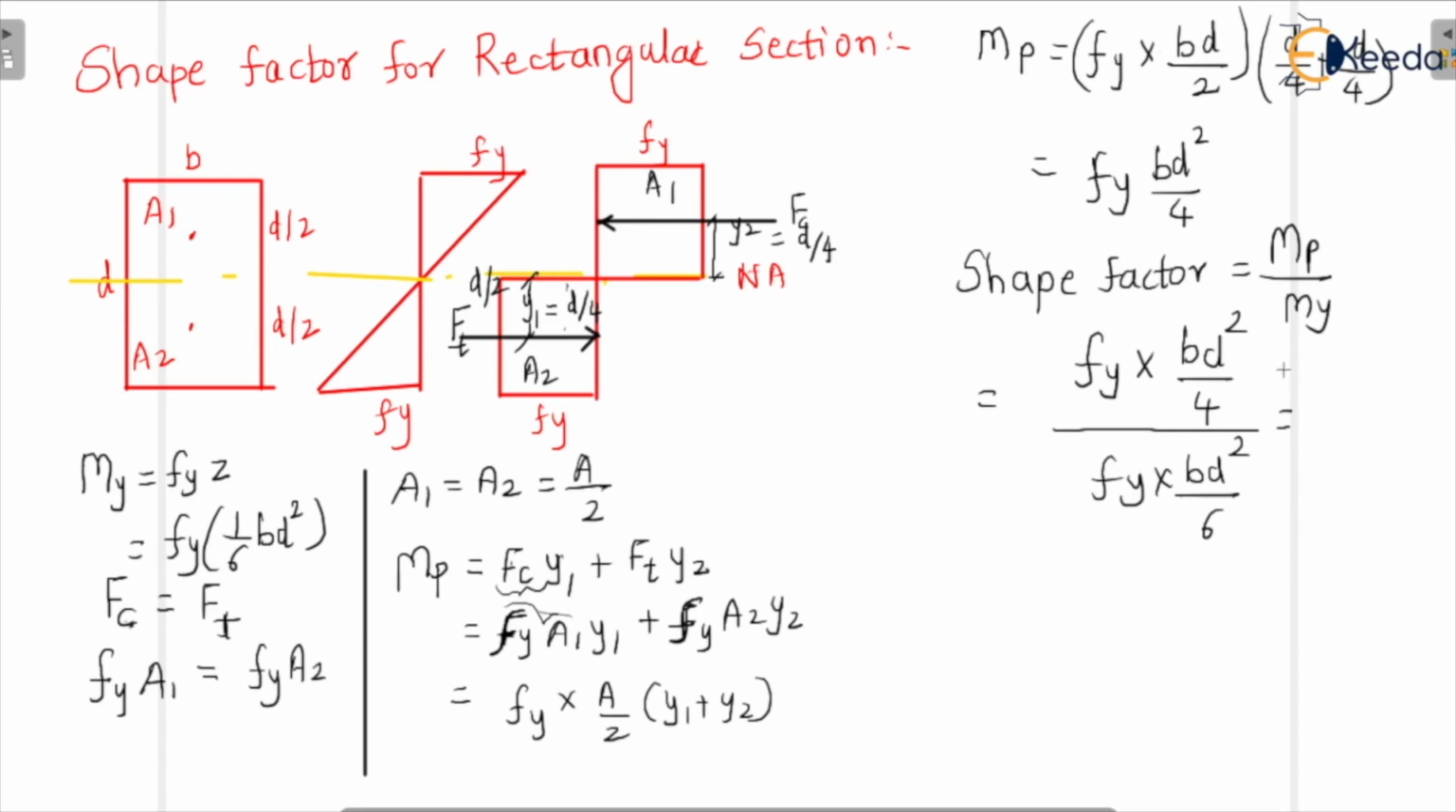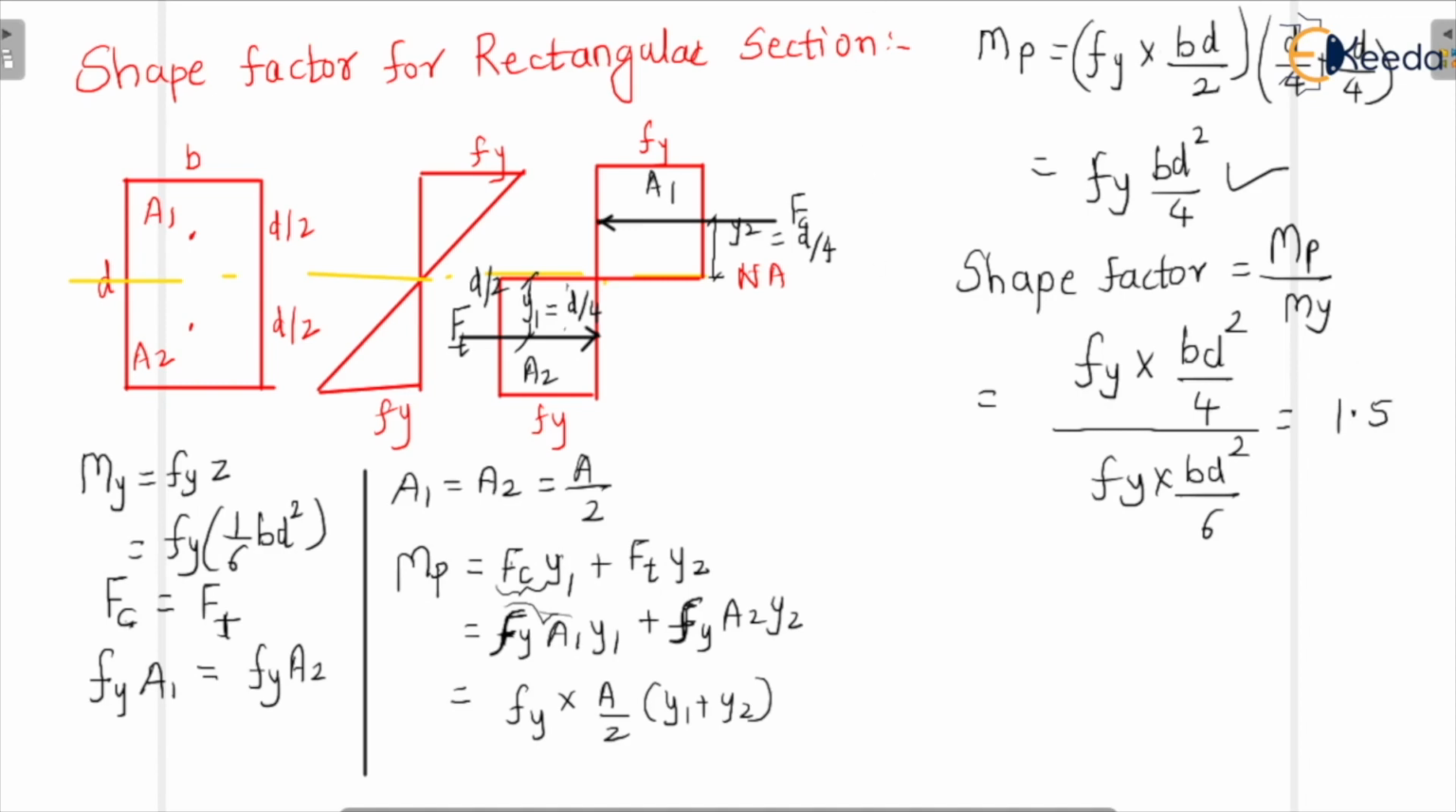So when you substitute these two formulas, we find MP is this, and we know that My is BD square by 6. With this we get the shape factor as 1.5 for the rectangular section. So this is the shape factor we got for the rectangular section.